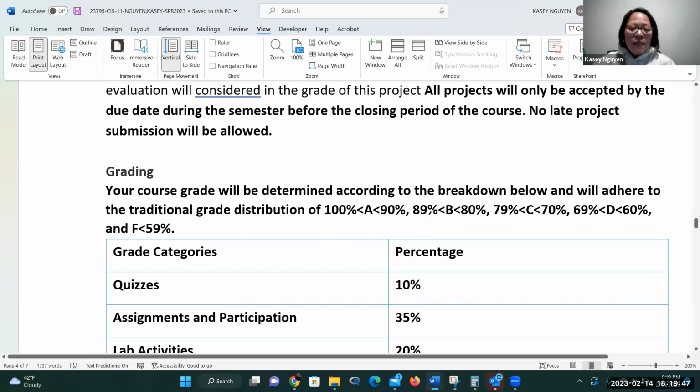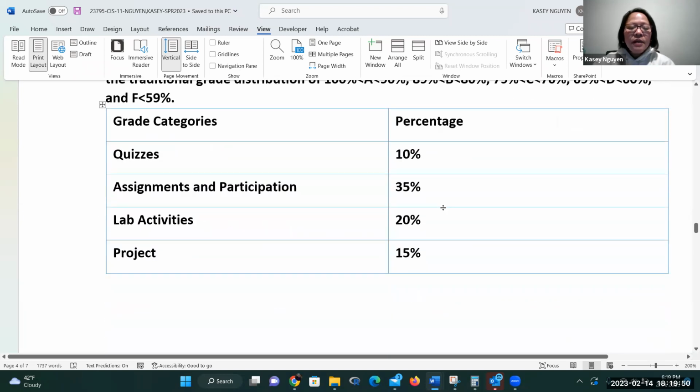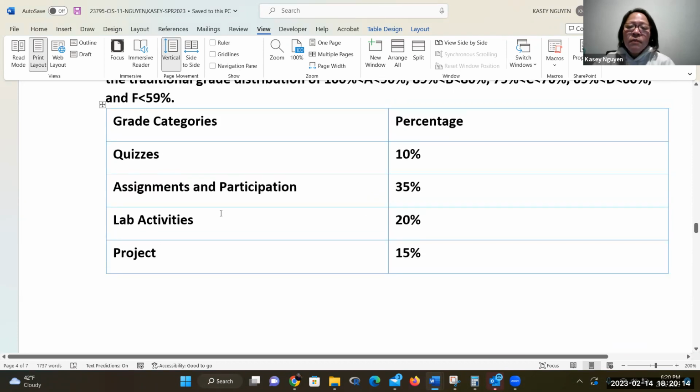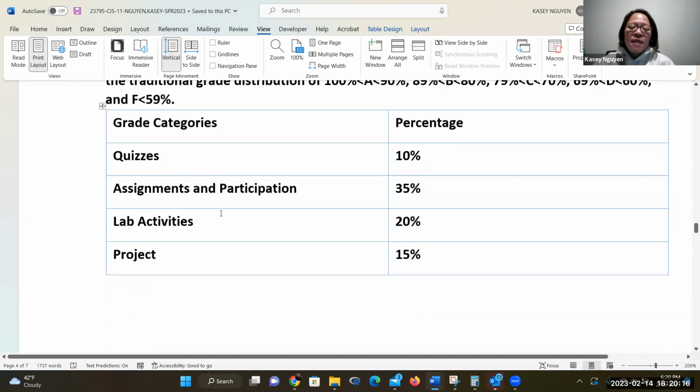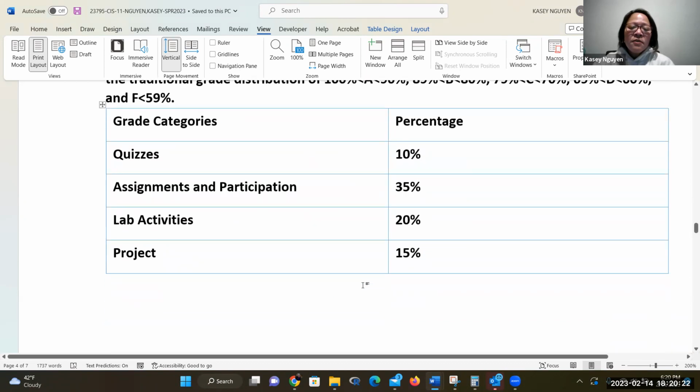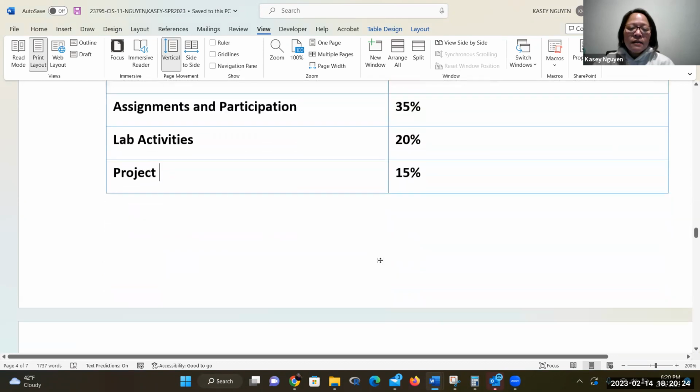So for grading, here are your categories. Quizzes are going to be 10%. Assignments are going to be 35%, and that includes your participation. Your lab is going to be 20% of your grade. Projects are going to be 15% of your grade. For the project, I do weigh in your group assessment, so you are going to assess each other. If one person did all the project, that person can grade the other team members, and I do read the reviews for that.